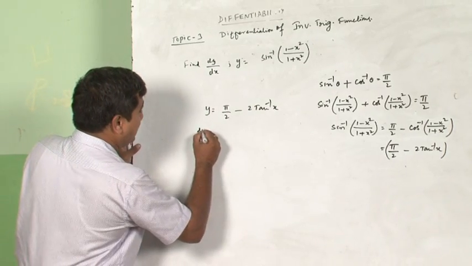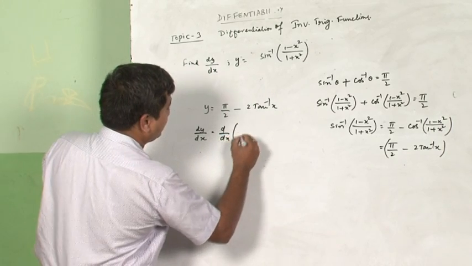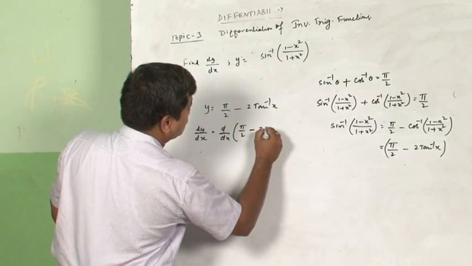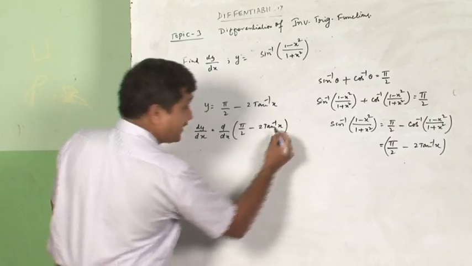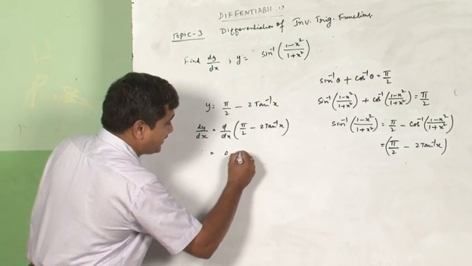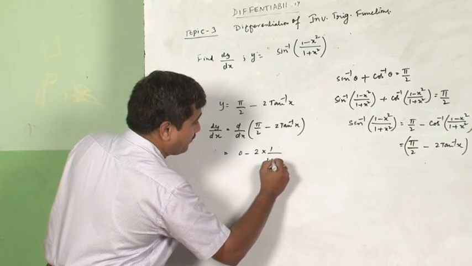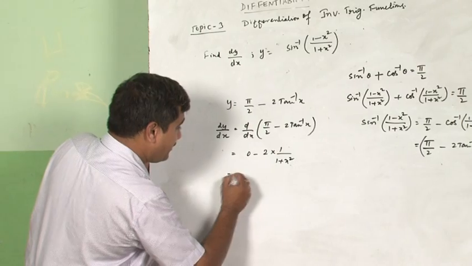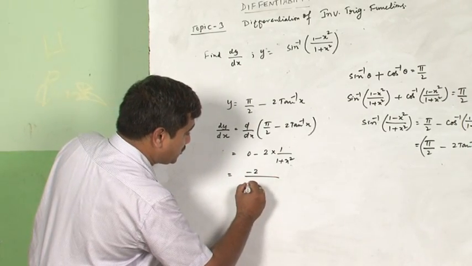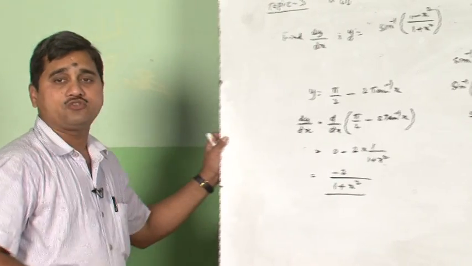So I will find out dy by dx, that is d by dx of pi by 2 minus 2 tan inverse x. This is differentiating pi by 2 is 0, minus 2 into differentiating tan inverse x is 1 upon 1 plus x square, that is resulting in minus 2 upon 1 plus x square. Imagine the time that I have spent on this.